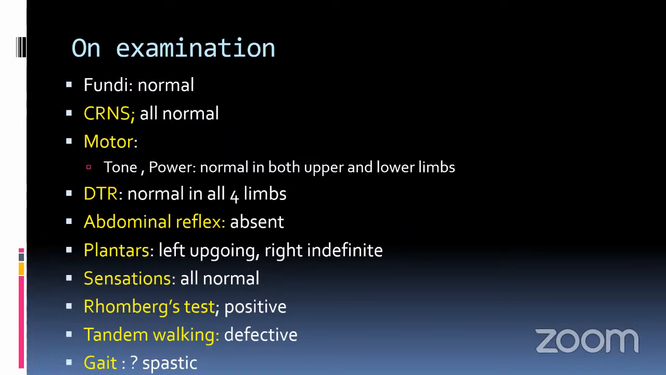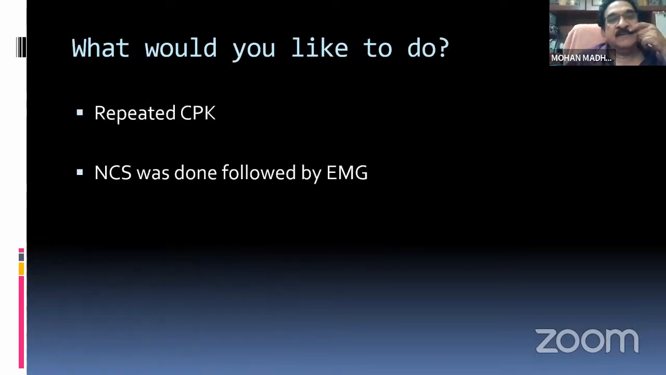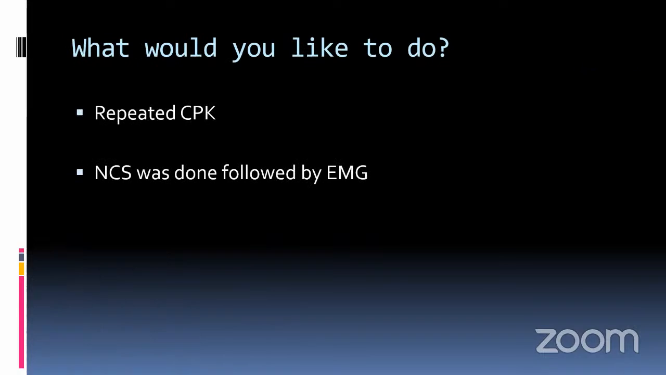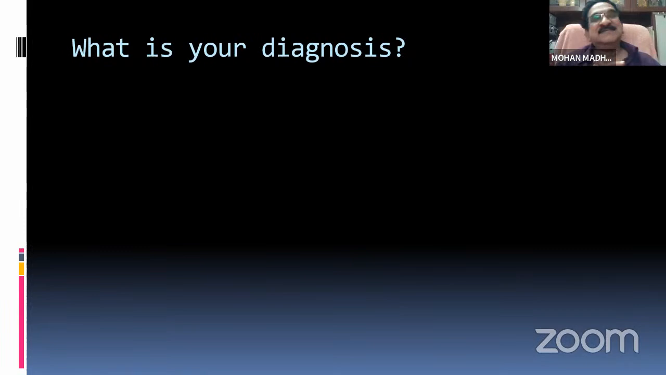CPK is normal, sir. CPK initially was done, normal. But let us see what I did now. Sir, what is your initial impression? Actually, I did not know. I thought it's an immune-mediated CNS disorder. But I thought it's not only CNS, but also PNS, because he has got a peripheral problem. He has got pain, proximal muscle is affected, pain that cannot be explained by this. So I thought of two possibilities.